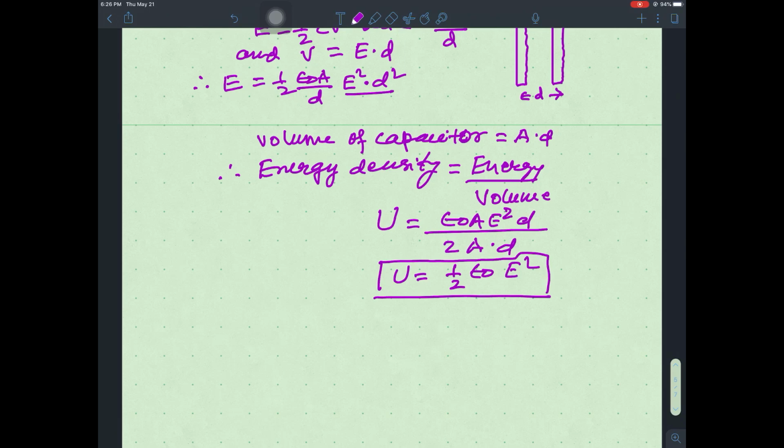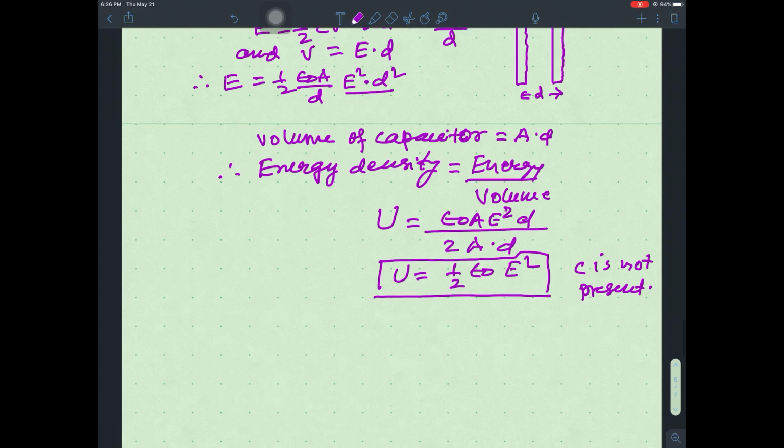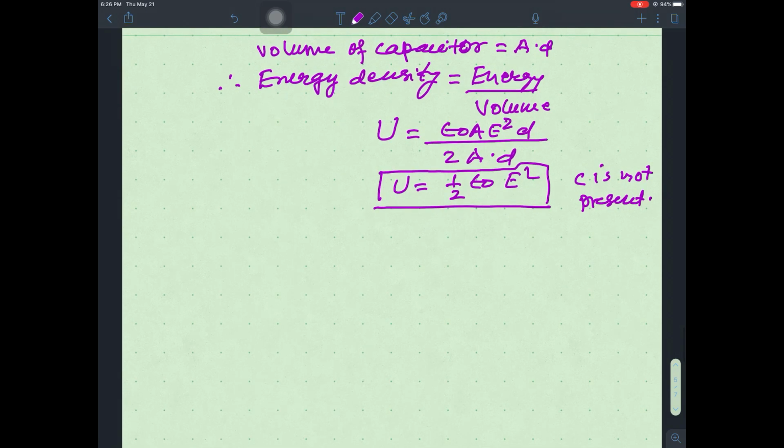Now what is important to understand is that C is not present. Capacitance is not present. So you should understand that energy density is given by half epsilon naught E square, and this expression for the energy density does not depend upon the capacitor.